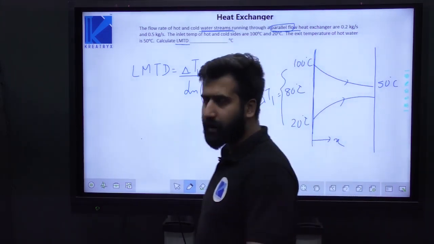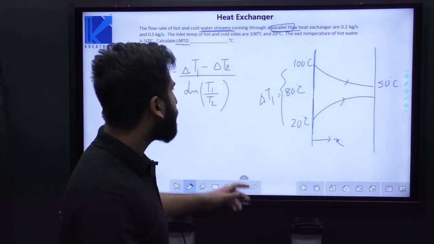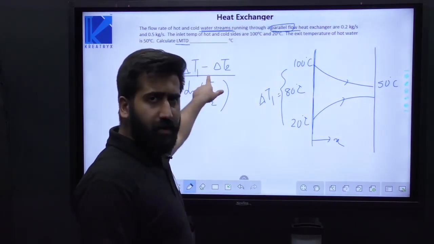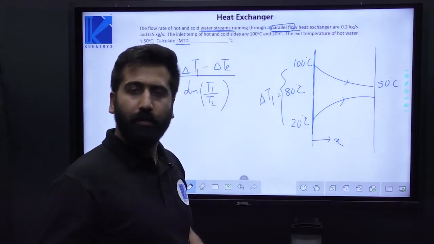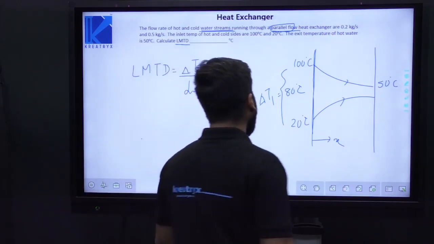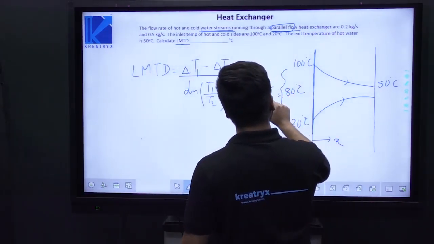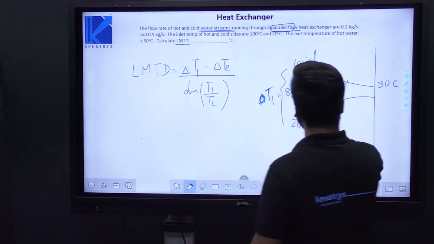No need to change the temperature in Kelvin, okay? Because ultimately this is a difference. Delta T1 is a difference. So 273 Kelvin and 273 Kelvin will get cancelled out, okay? So no need to take the temperatures in Kelvin. So delta T1 is 80 degrees Celsius.